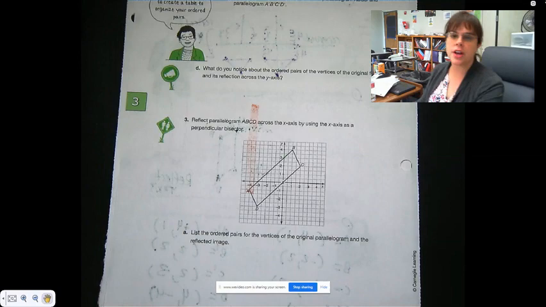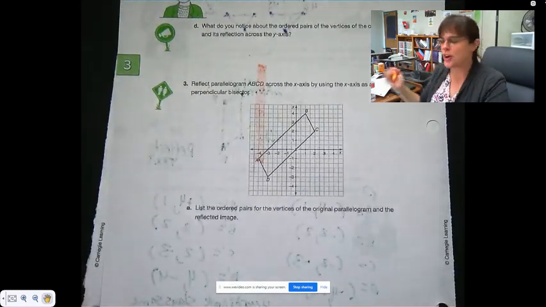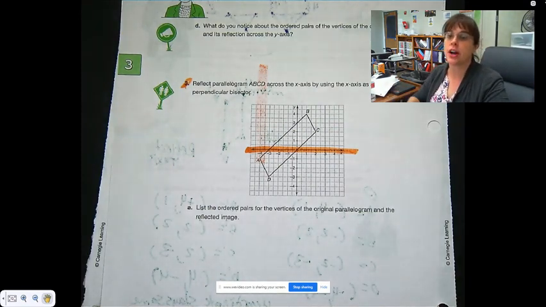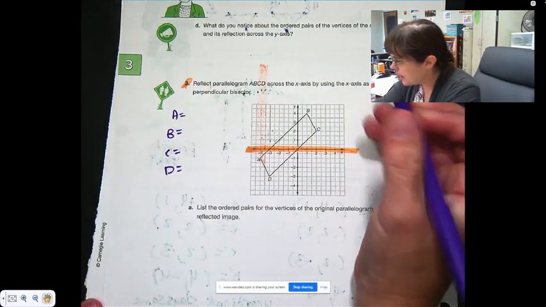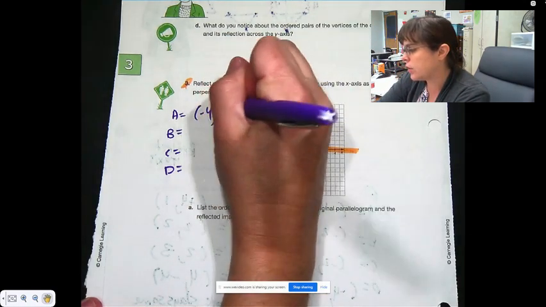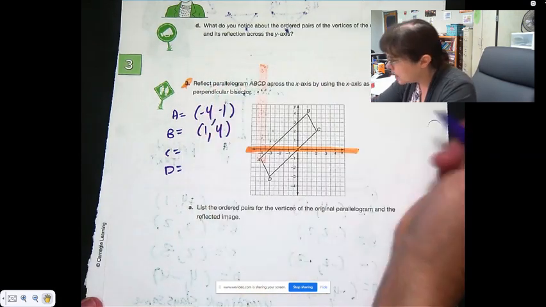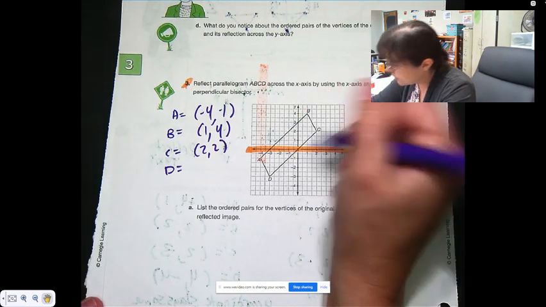Okay, now we're going to look at something that's a fun honors challenge. I'm going to jump to 3 on the next page, on page 138. Now we're going to practice reflecting this across our x-axis to see what the rule is doing. So I'm going to put my original coordinates. I know that A is -4, negative 1. B is 1, positive 4. C is 2, 2. And D is negative 3, negative 3.